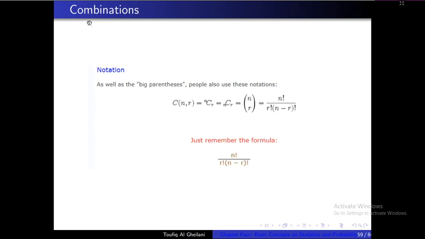Now we explain combinations notation, as well as the big parentheses. People also use these notations. C(n, r), C is for combination, equals n combination r equals n factorial over r factorial times (n minus r) factorial. Just remember the formula.